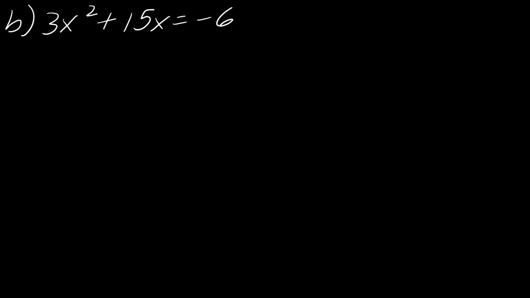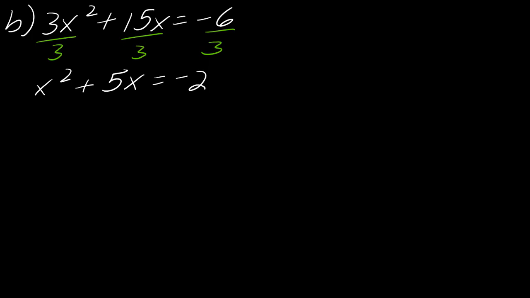Okay, so once again, for this one, I'm going to have to divide. So I'll divide everything by 3. And then you'll notice that this one's ready to go otherwise. So I've got x squared plus 5x equals negative 2. Although this is not divisible by 2, so this will be similar to some of the examples we were looking at earlier. So this will be a little trickier.